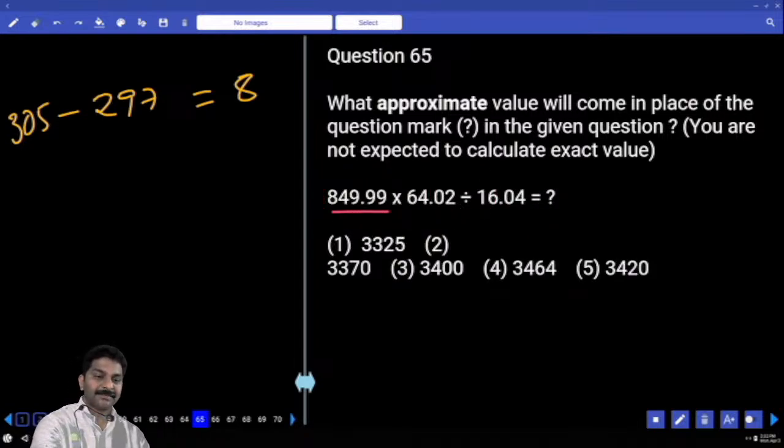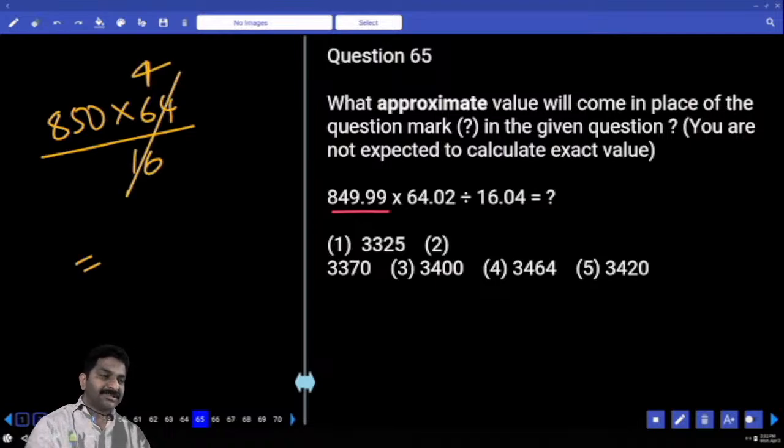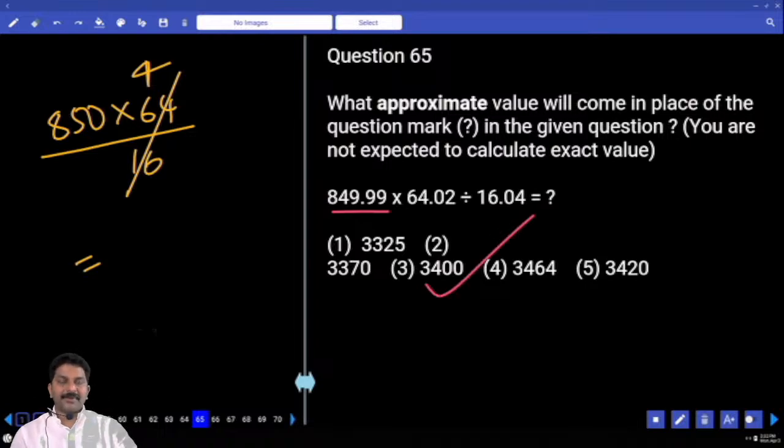How much is this? 850 divided by how many times? 4 times, in the sense double double? 850 double is 1700, double is 3400. Yes?